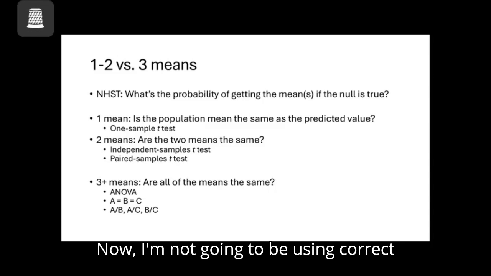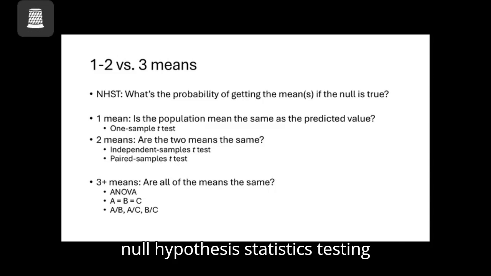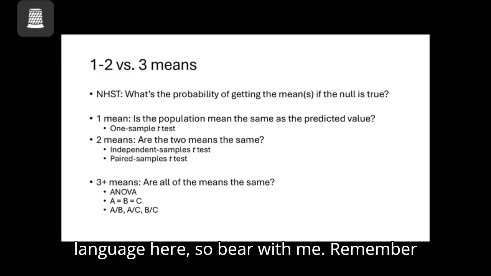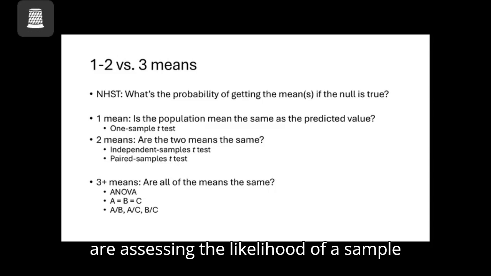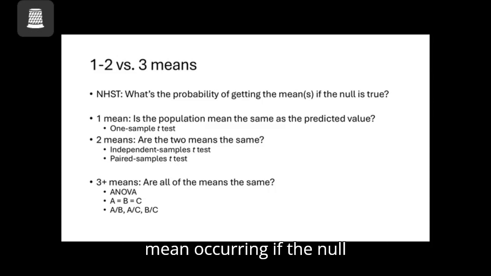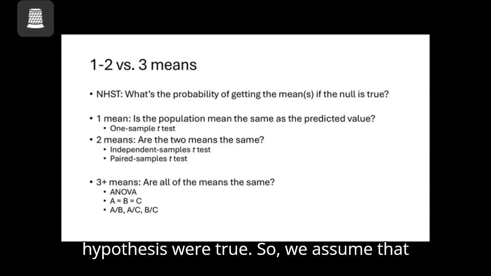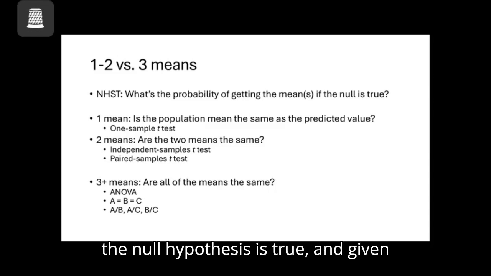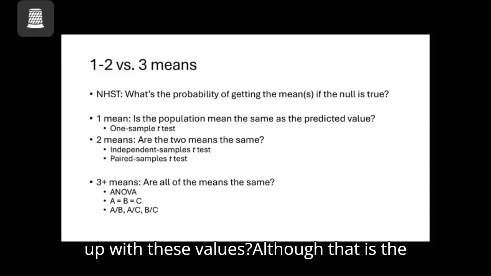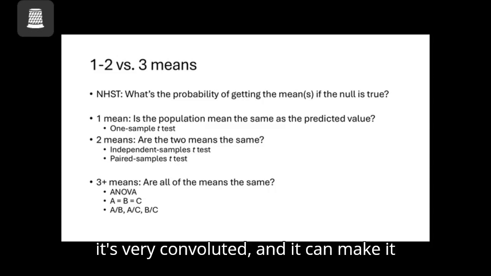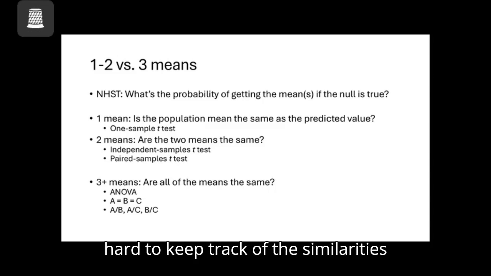Now, I'm not going to be using correct null hypothesis statistics testing language here, so bear with me. Remember that according to null hypothesis statistics testing, each of our tests are assessing the likelihood of a sample mean occurring if the null hypothesis were true. So we assume that the null hypothesis is true, and given that, how likely is it that we ended up with these values? Although that is the proper way of talking about these tests, it's very convoluted and it can make it hard to keep track of the similarities and differences between tests.